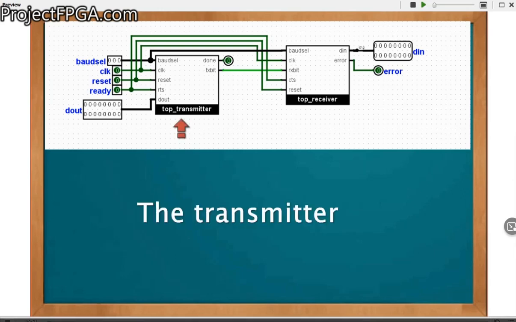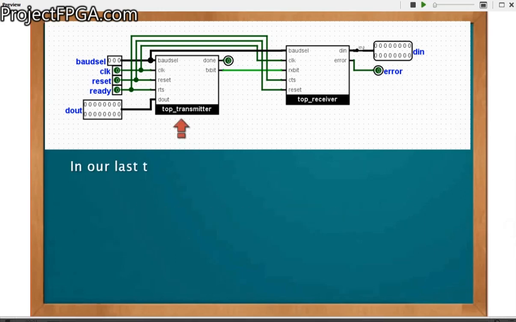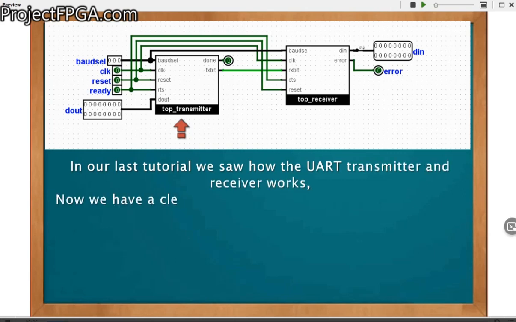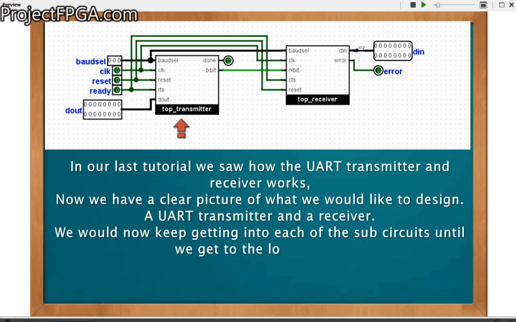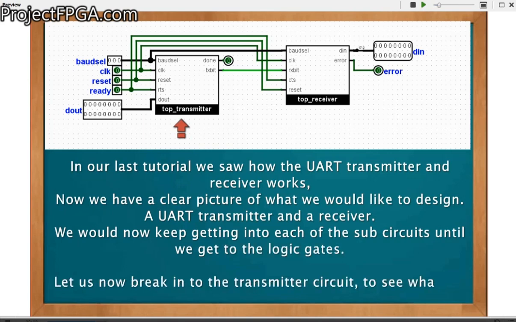The transmitter. In our last tutorial, we saw how the UART transmitter and the receiver work. Now we have a clear picture of what we would like to design, a UART transmitter and a receiver. We'll now keep going into each of the sub-circuits until we get to the logic gates.